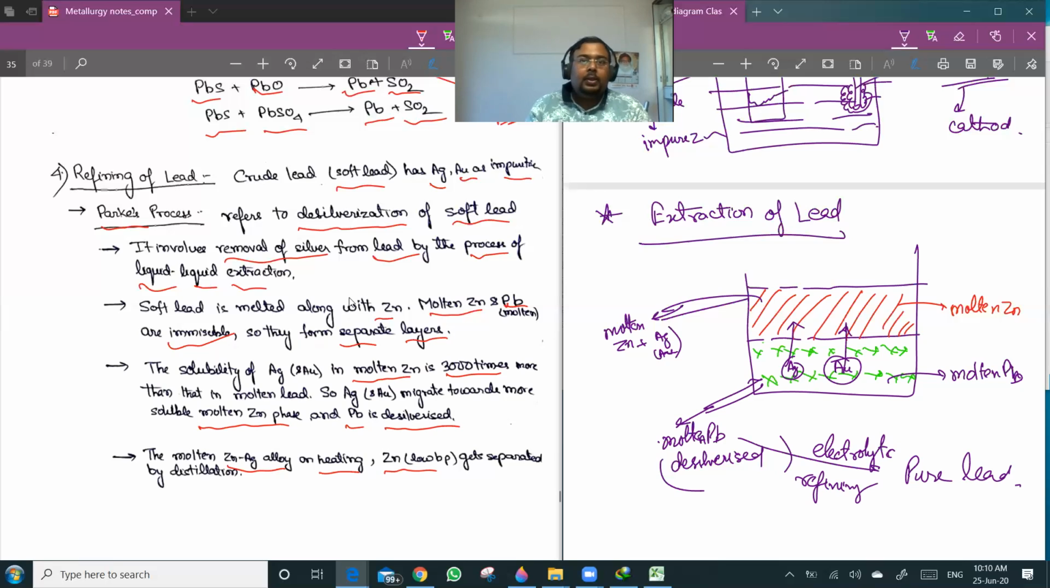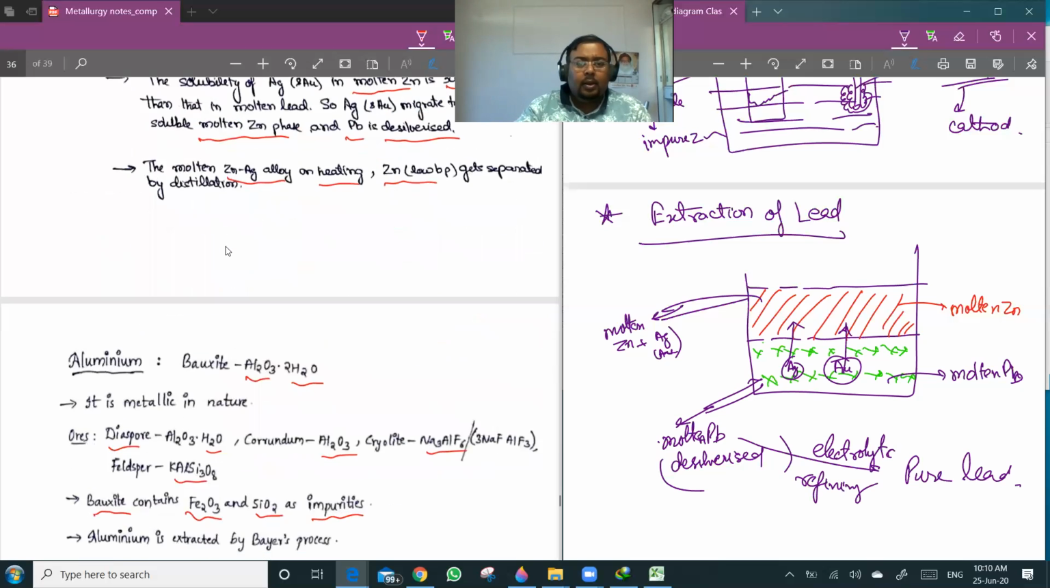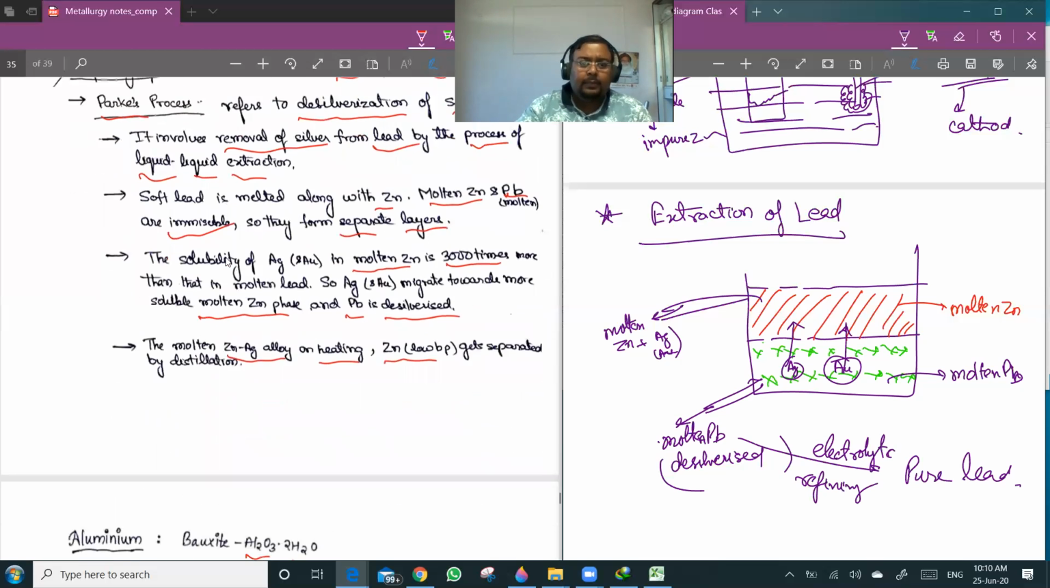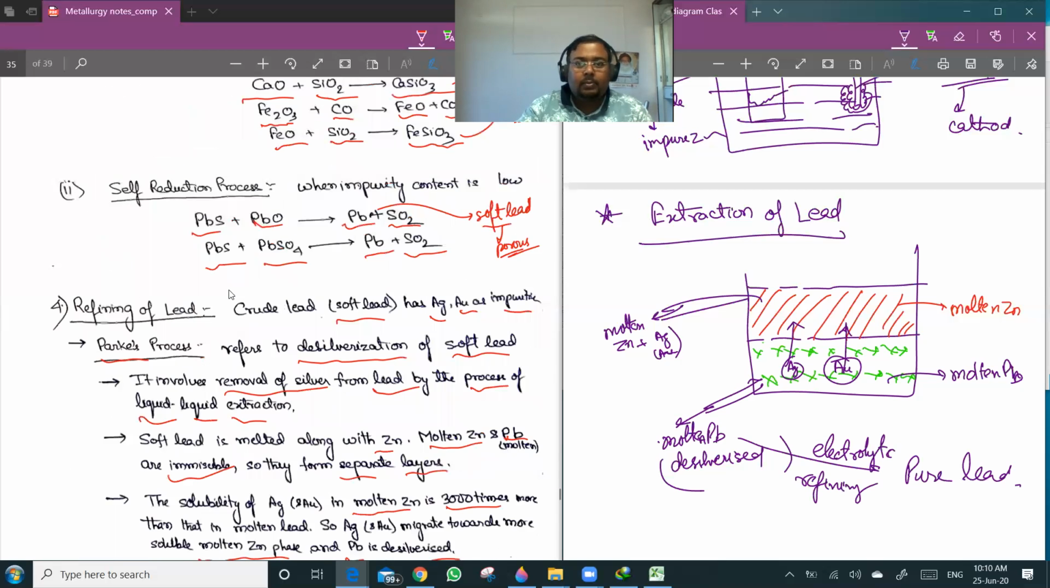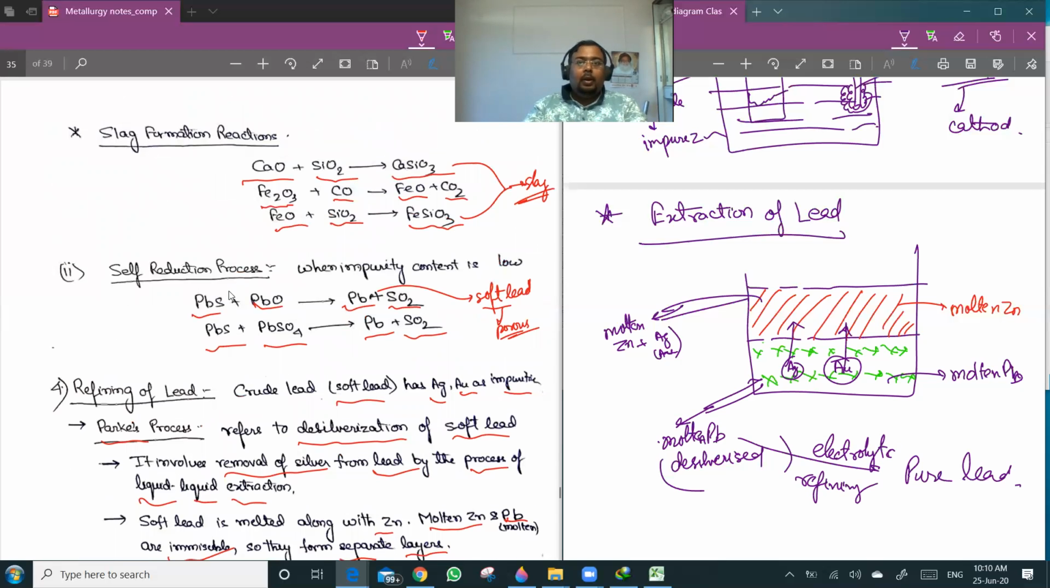So with this, I believe we have finished the metallurgy of lead. Aluminum we have already discussed. Magnesium and sodium also we have already discussed. With this, we have finished the extraction of most of the metals in the syllabus. We have discussed the general processes and the specific purification techniques. As a whole, we have almost covered all the major points in this chapter.